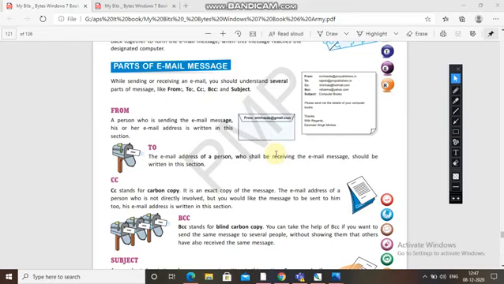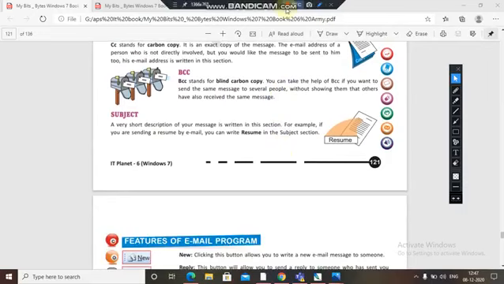Now subject. A very short description of your message is written in this section. For example, if you are sending a resume by email, you can write resume in the subject section. Only this much you have to write in the subject, a very short message. While reading that, people understand what the letter is about.